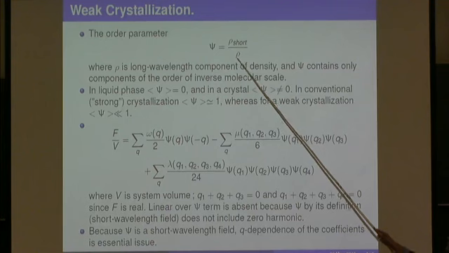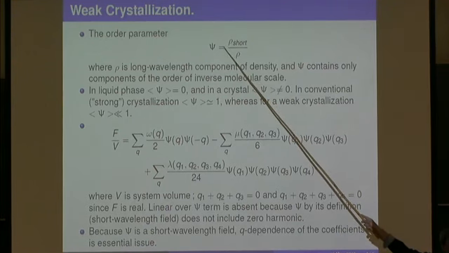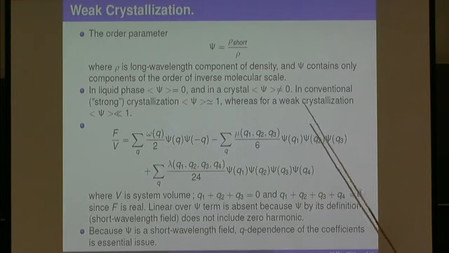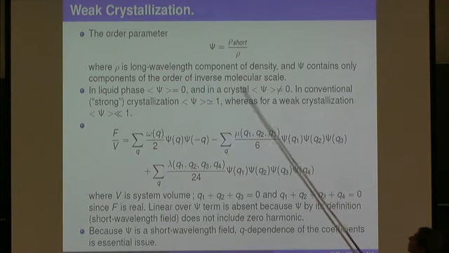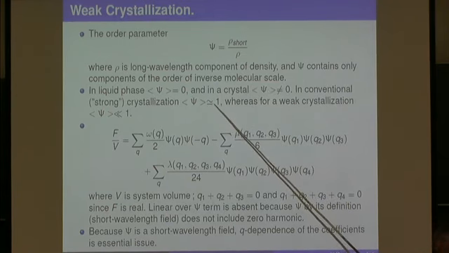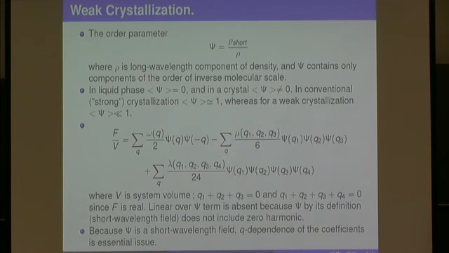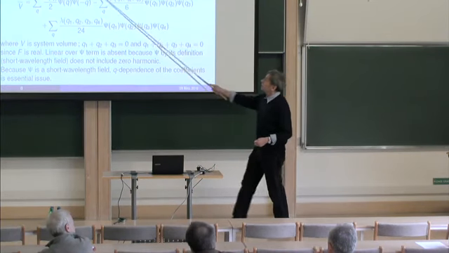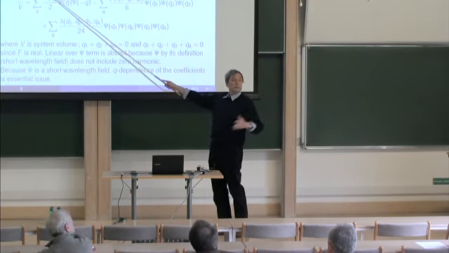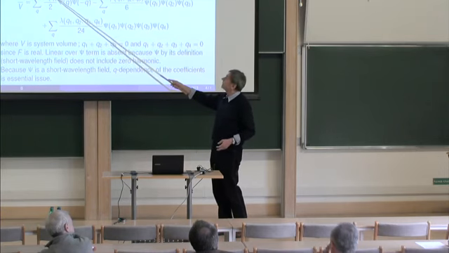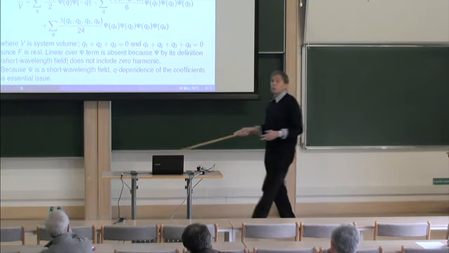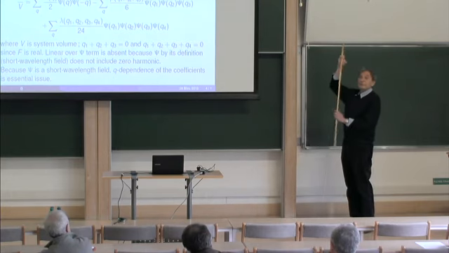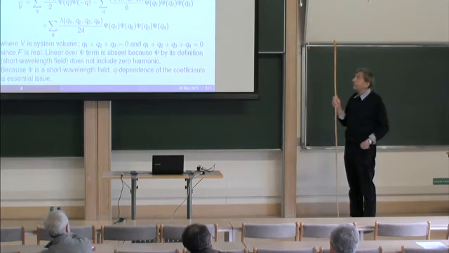In the liquid phase, the average value of this quantity is 0. In the solid phase, it's not 0. And we arrive at a second criterion for weak crystallization. If the average value of this order parameter is of the order of 1, it means a strong first order phase transition, strong crystallization. If it's smaller than 1, better much smaller than 1, it's a weak crystallization phase transition. So now I assume that this order parameter is small, smaller than unity.